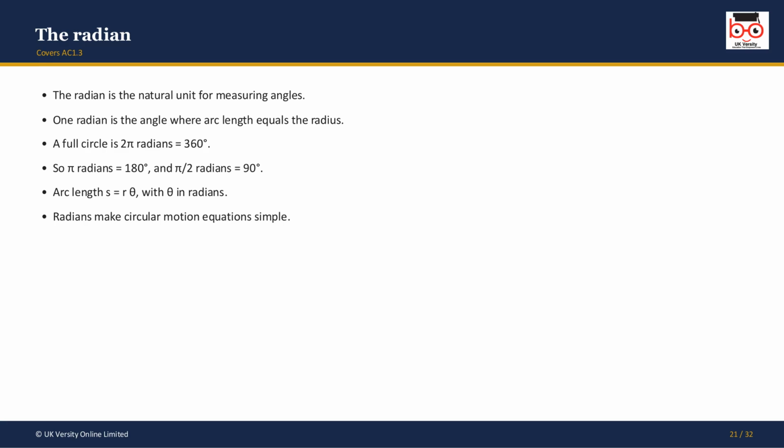A full circle is 2 pi radians, which is 360 degrees, so pi radians is 180 degrees, and pi over 2 radians is 90 degrees. The arc length is just the radius times the angle in radians, and using radians is what keeps our circular motion equations simple and tidy.